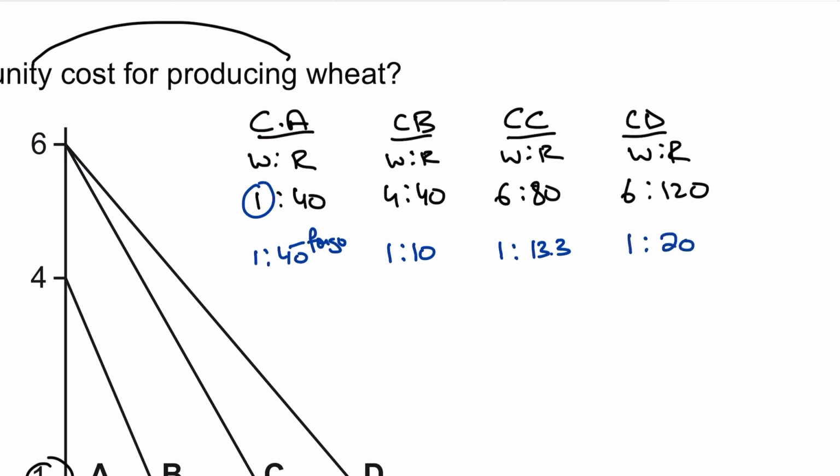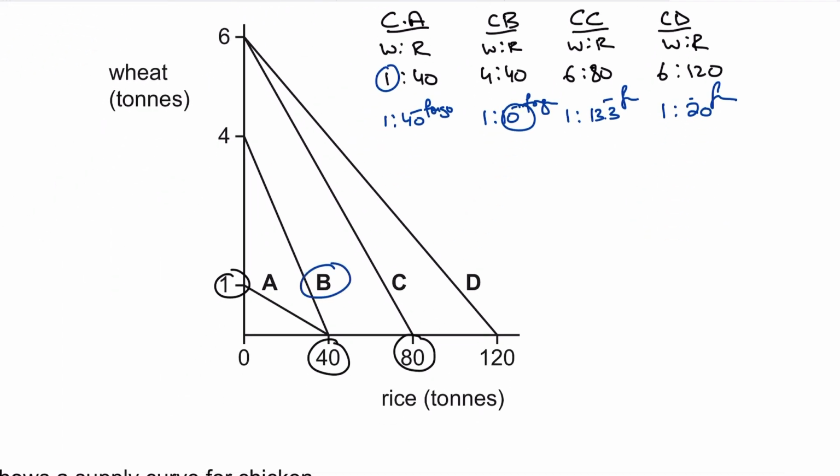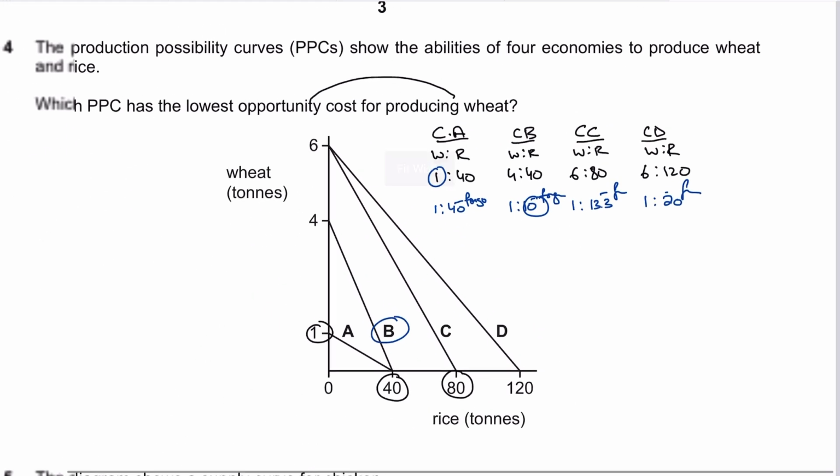So the lowest opportunity cost, these are all foregone. In order to produce 1 unit of wheat, you need to forego 10 units of rice in country B. Which means that country B has the lowest opportunity cost of producing wheat, right? So that makes B the answer. Okay.